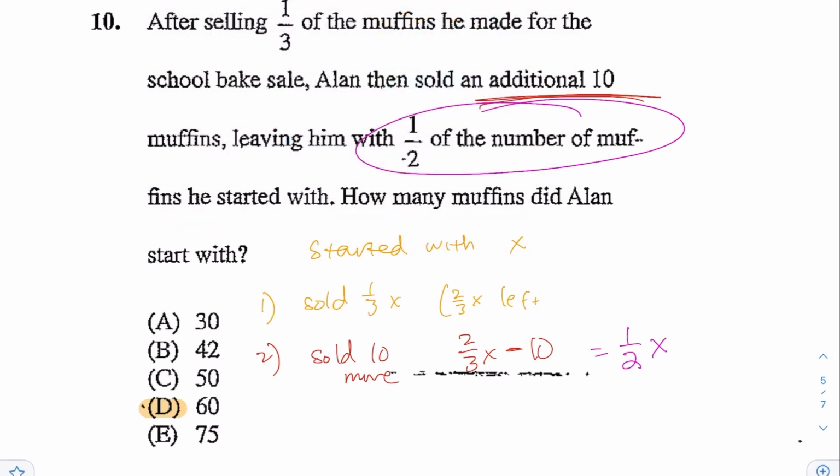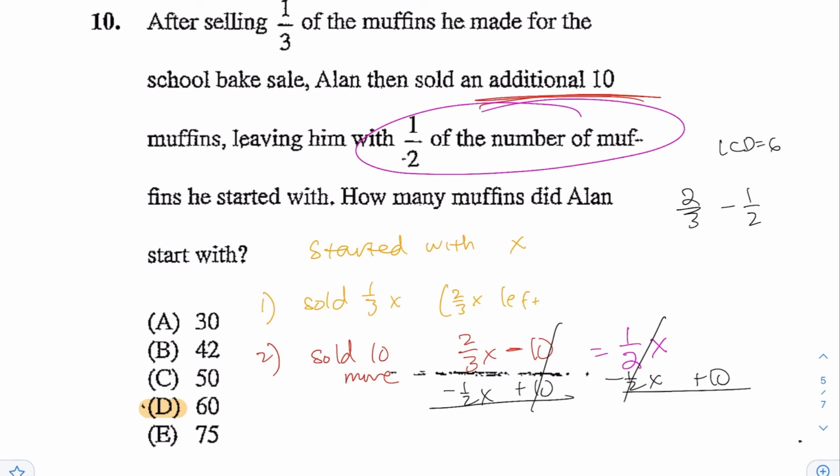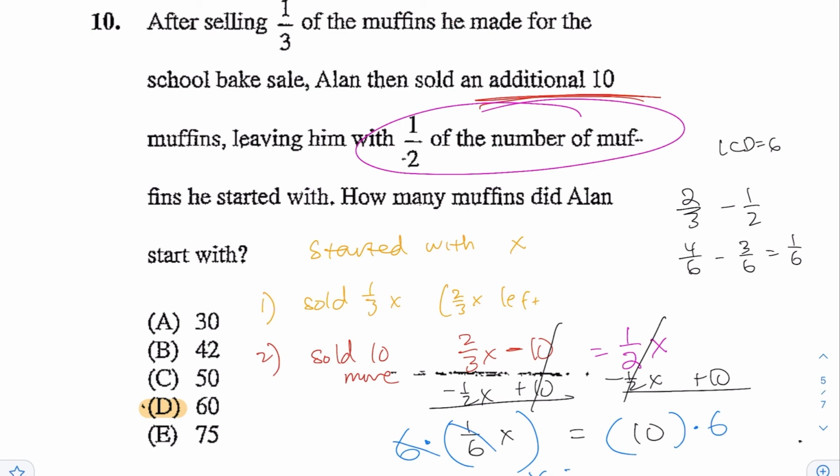So to solve for this equation, you can add 10 to both sides and then subtract 1/2 X. And when you subtract 2/3 minus 1/2, the LCD here is 6. So that's 4/6 minus 3/6, which is 1/6. So you're left with 1/6 of X is equal to 10. To solve for X, you can multiply both sides by 6, the reciprocal, and you get that X is equal to 60. Choice D.